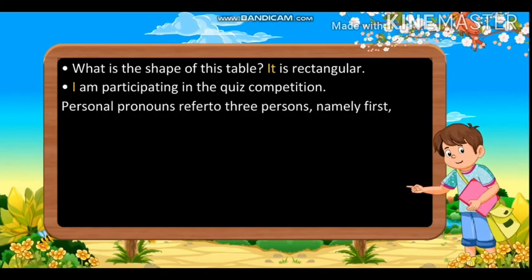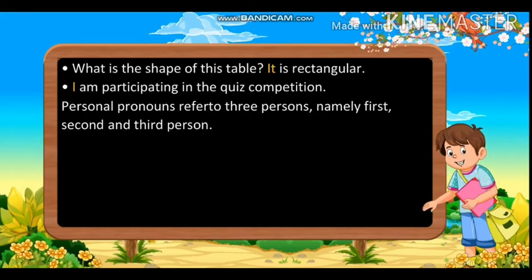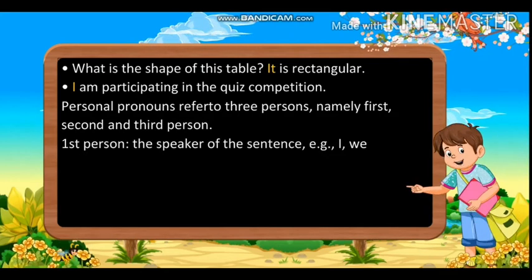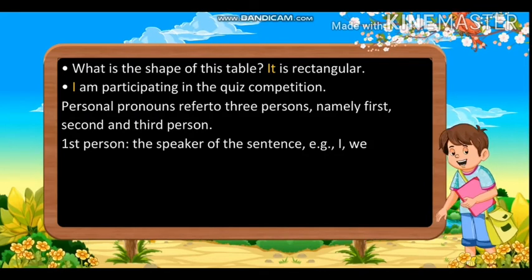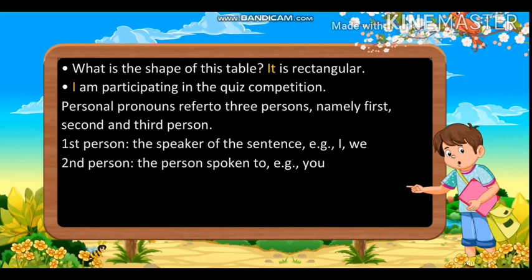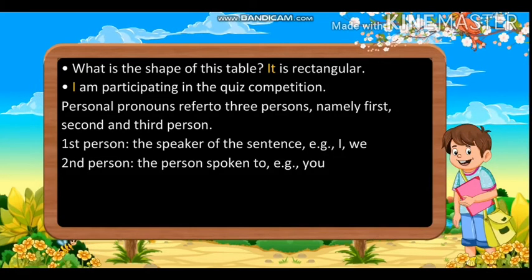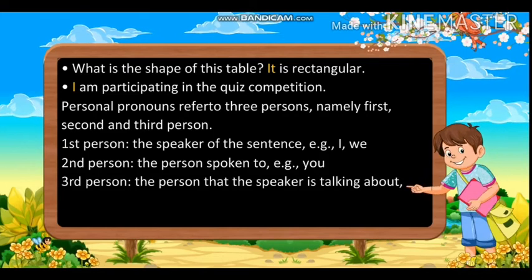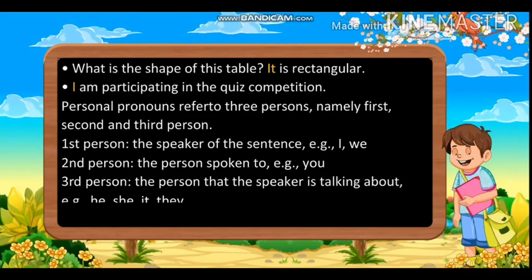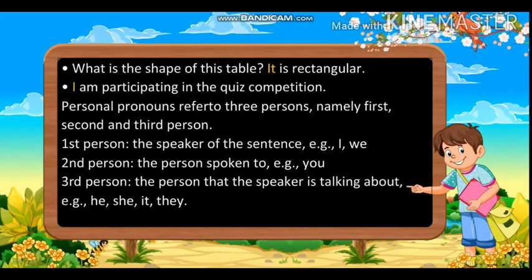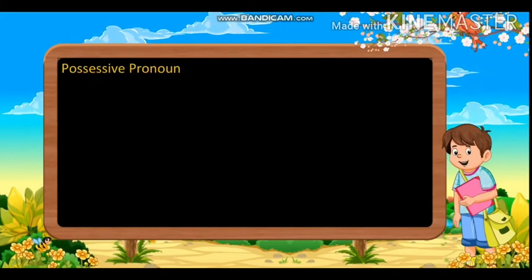Now, the personal pronouns refer to three persons, namely first person, second person, and third person. First person, the speaker of the sentence. Example: I, we. Second person, the person spoken to. Example: you. The third person, the person spoken about. Example: he, she, it, they.